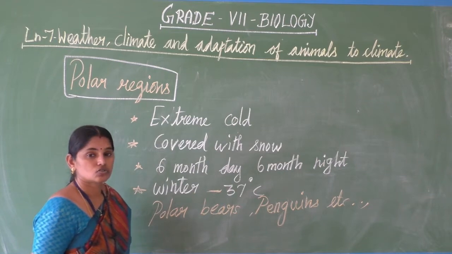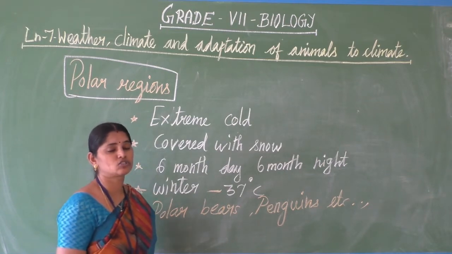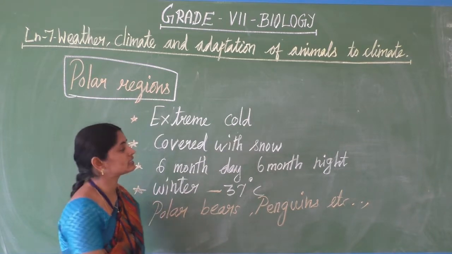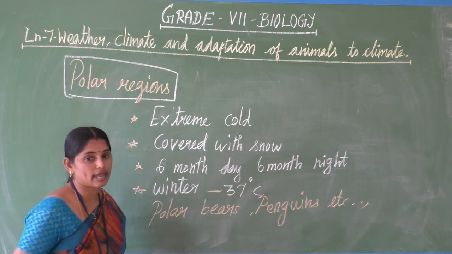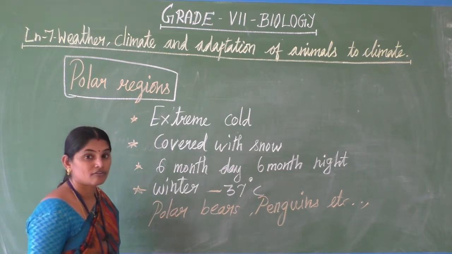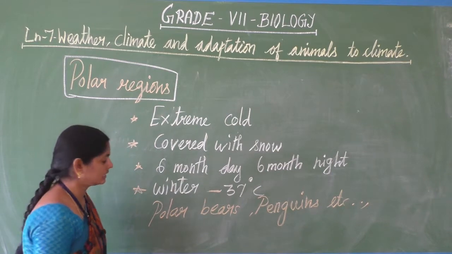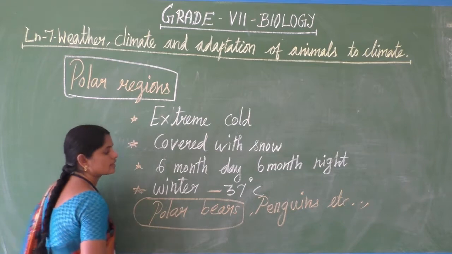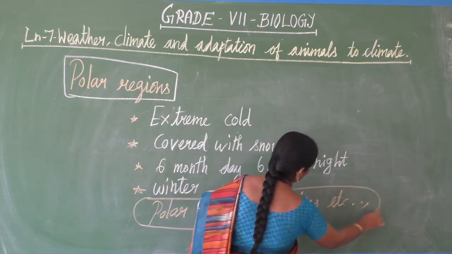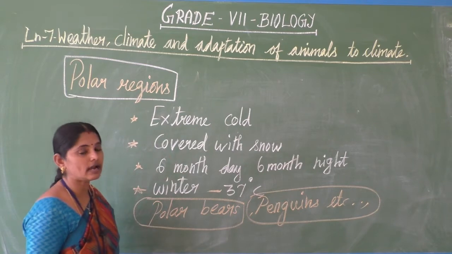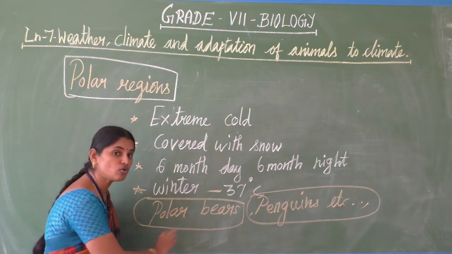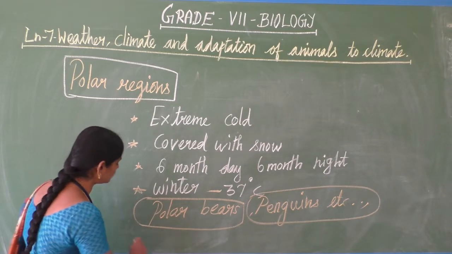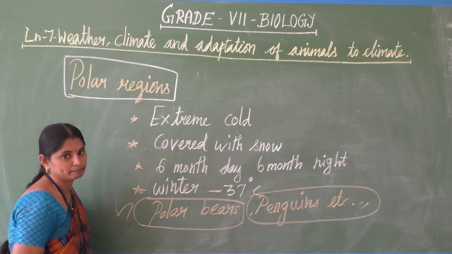Okay. So what kind of animals and what kind of plants are able to live in that severe cold climatic zone? Our well known examples are the polar bear and penguins. There are many more animals also, but here we are going to see how these two animals adapt to that severe climatic condition. First we see about polar bears.